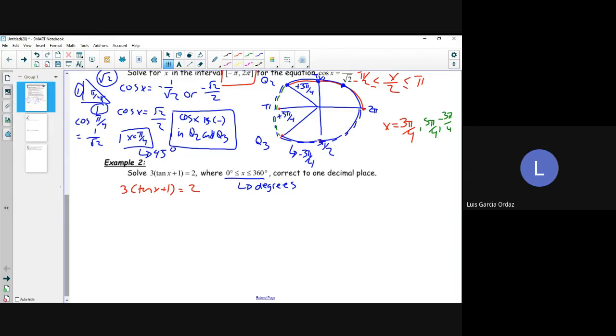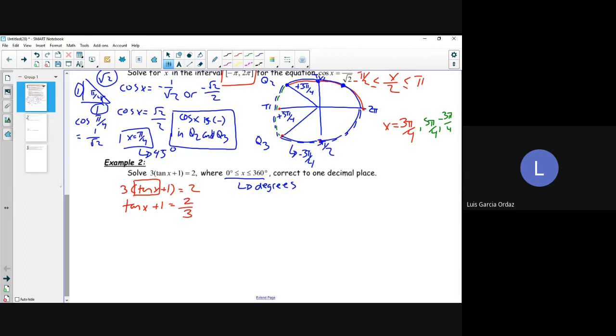You don't necessarily have to factor in the 3. So what can you do right away? Remember, with these linear trig equations, we're always solving for x. So we want to leave 10x by itself. What we're going to do first is divide both sides by 3. So we get 10x plus 1 is equal to 2 over 3.